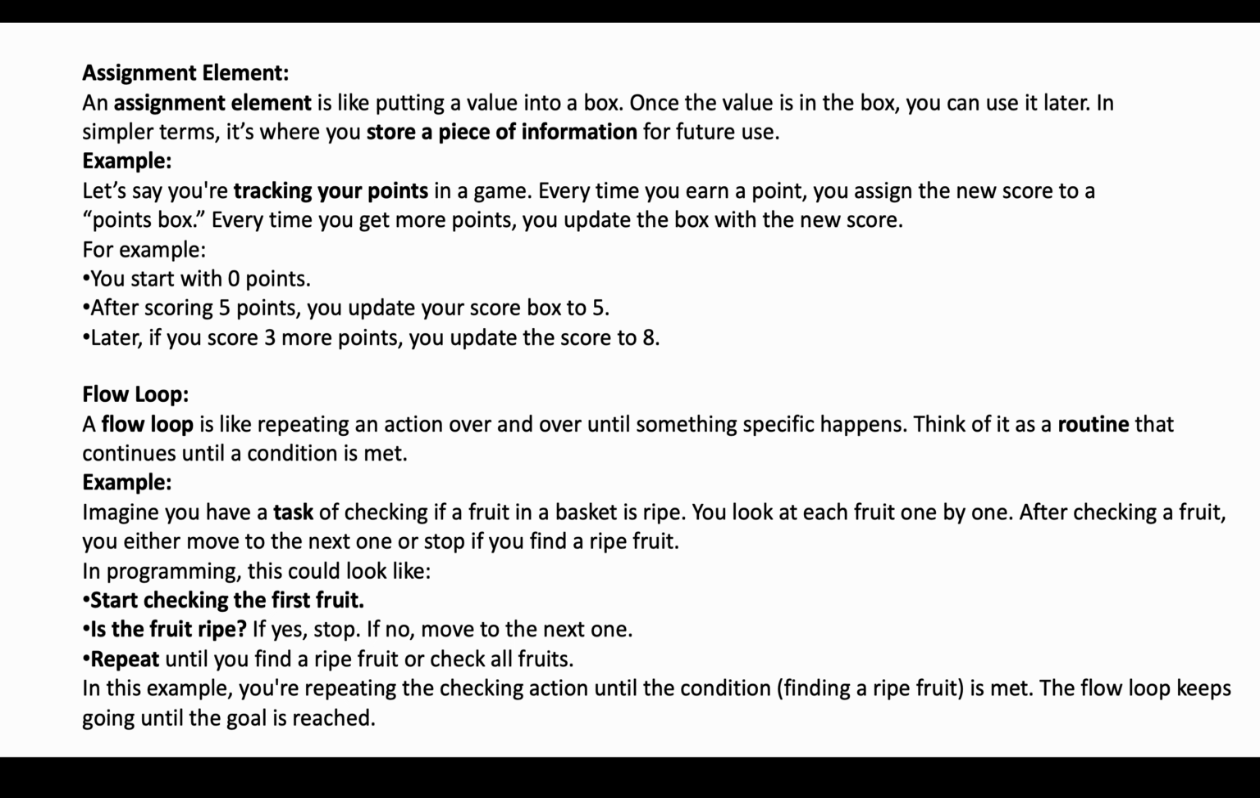Okay, example: imagine you have a task of checking if a fruit in a basket is ripe. You look at each fruit one by one. After checking a fruit, you either move to the next one or stop if you find a ripe fruit. In programming, it could look like this: start checking the first fruit. Is the fruit ripe? If yes, stop. If no, move to the next one. Repeat until you find a ripe fruit, or check all fruit. In this example, you are repeating the checking action until the condition is met. The flow loop keeps going until the goal is reached. Hope we understand this now.